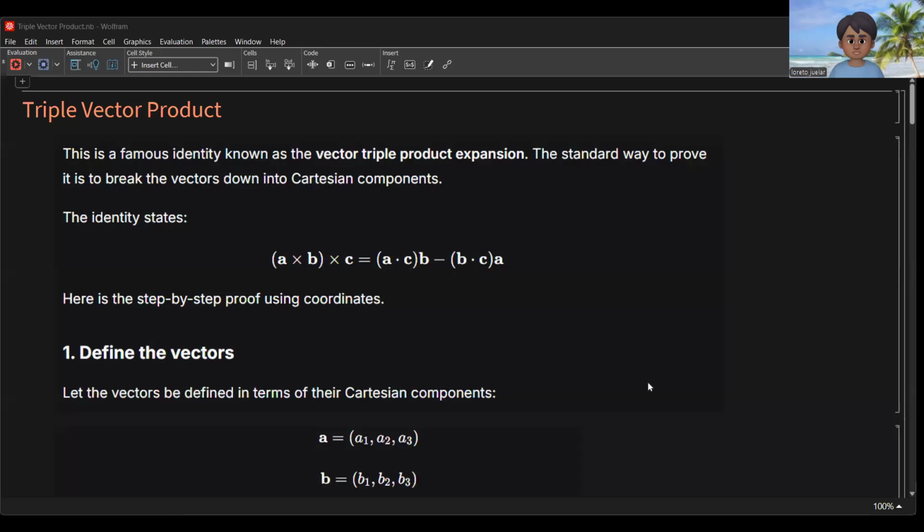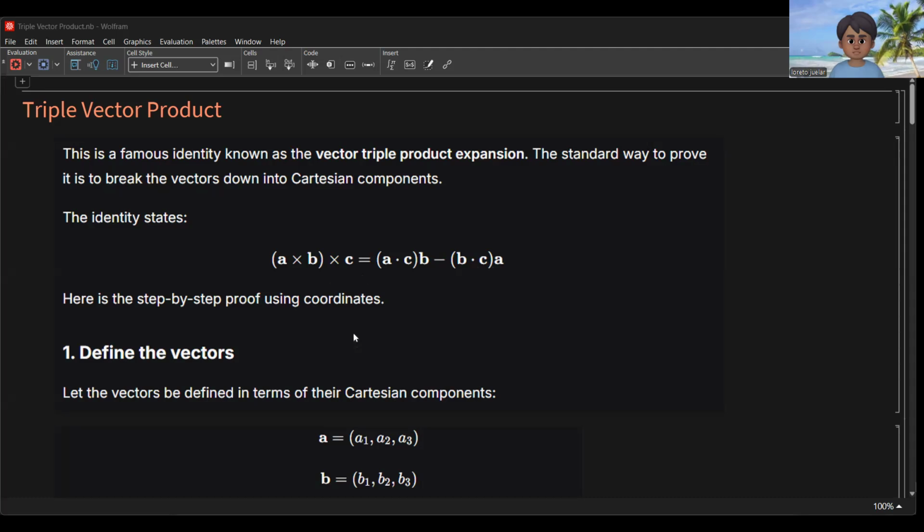This is a famous identity known as the vector triple product expansion. The standard way to prove it is to break the vectors down into Cartesian components. The identity states that the cross product of A and B, in parentheses, cross product with C, is equal to the dot product of A and C times vector B, minus the dot product of B and C times the vector A.